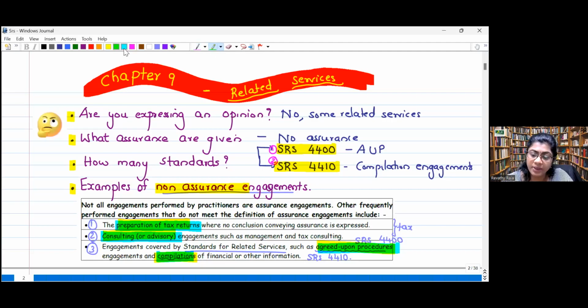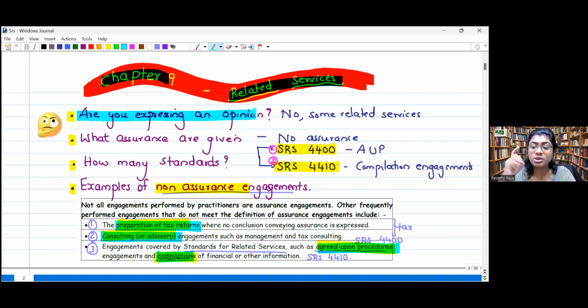SRS was basically chapter number 9, right? Chapter 9 is regarding related services. In an audit, you give reasonable assurance. In a review, you give limited assurance. Whereas in related services, are you going to express an opinion? The answer is no. You are doing some related services. Now, what assurance is given? Since there is no opinion, no assurance either. Whereas in SRE, you will give limited.